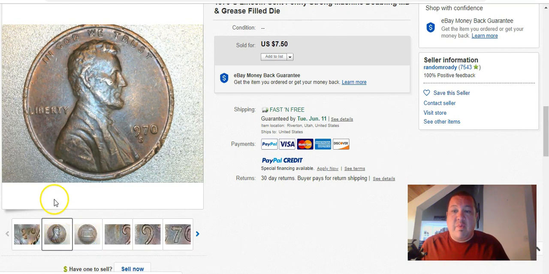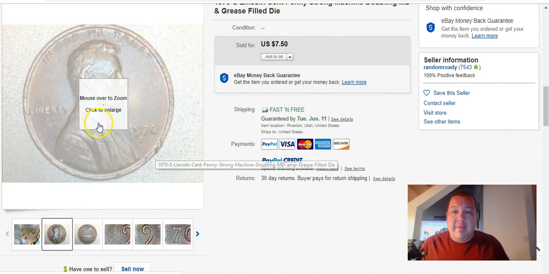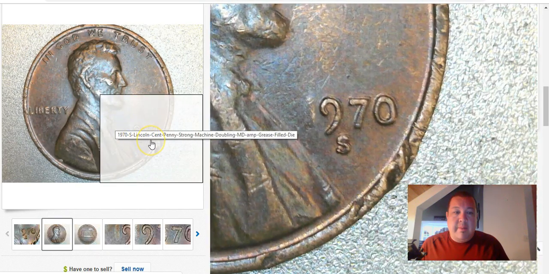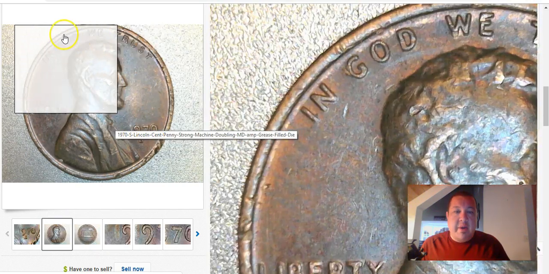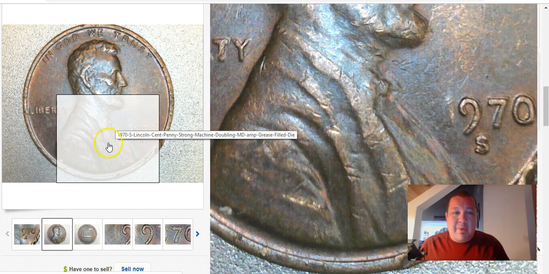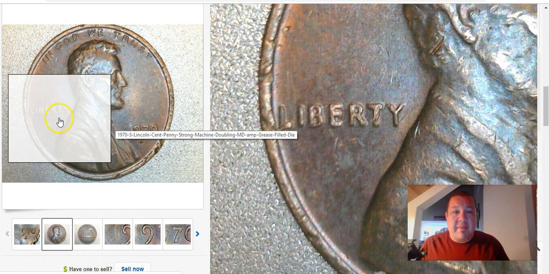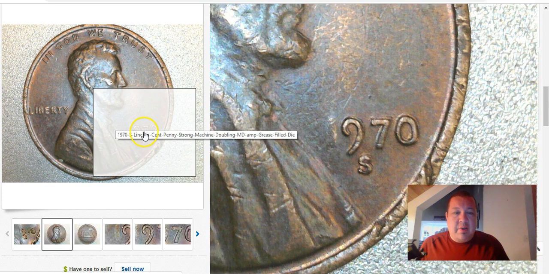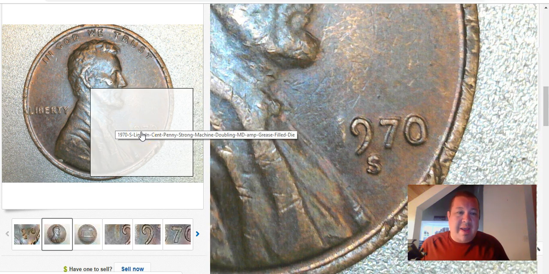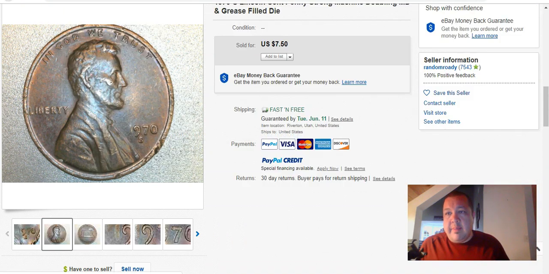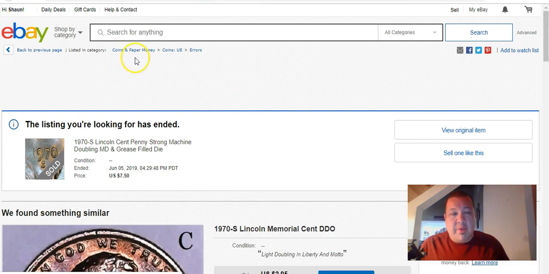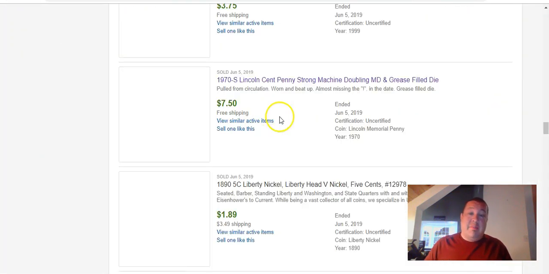Oh yeah, this thing's road rash, man. Look at this. Check that out. It's a beater, it's damaged, but it still sold for $7.50. Forget the fact that it has a little bit of strike through. That's why the one is kind of missing. But yeah, machine doubled coins have a pretty good market these days.